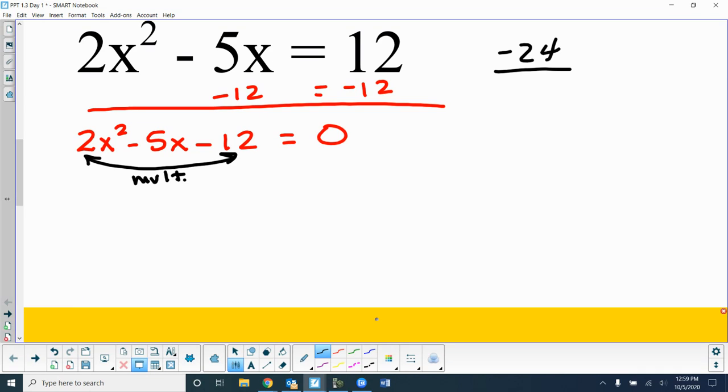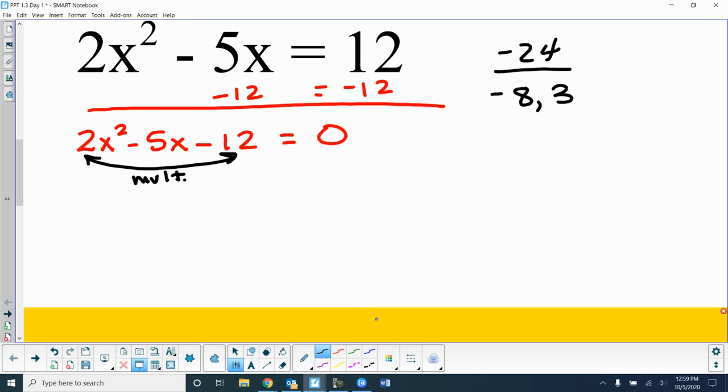8 minus 2. 8 and negative 2. Well, you want negative 5, so you want the 8 to be the negative. Good job. All right? So negative 8 times a positive 3 gets the negative 24. And then when I go negative 8 plus 3, that gives me the negative 5.